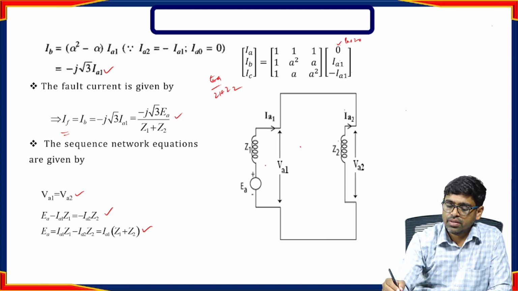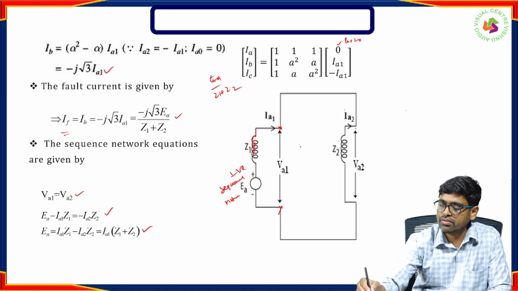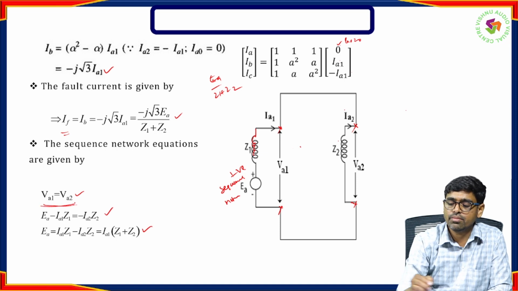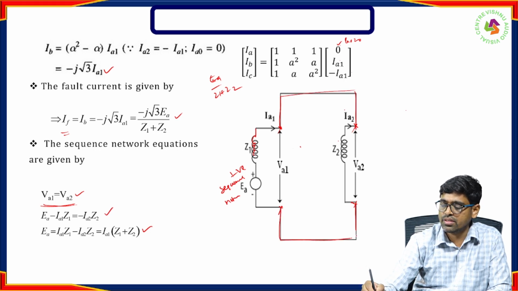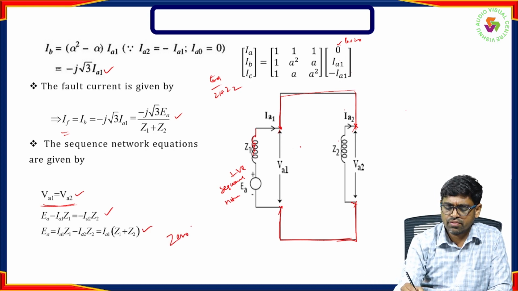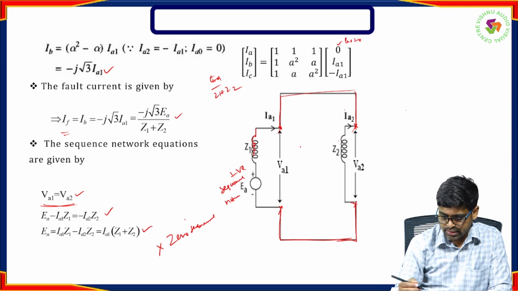Here we can see that it is the positive sequence network, and the zero sequence network is this one. These two networks have the same voltage, and same voltage means they are connected in parallel. So we need to connect them in parallel. The negative sequence and positive sequence networks are connected in parallel, and there is no zero sequence in this case. Zero sequence is absent because there is no involvement of a ground connection.